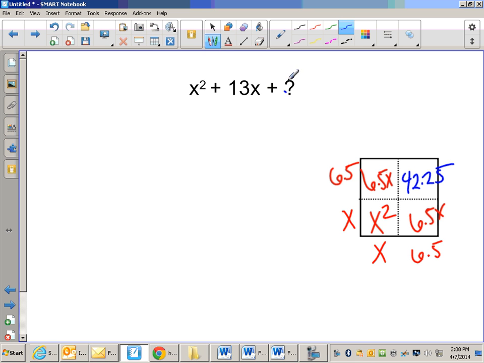So that would mean this value right here is 42.5, or excuse me, 42.25. There we go.